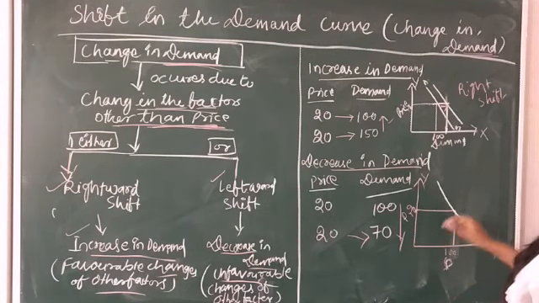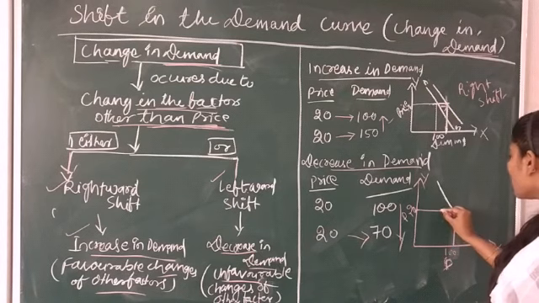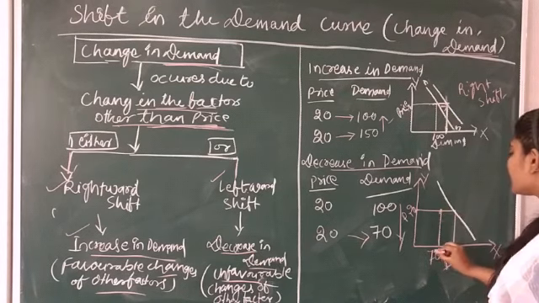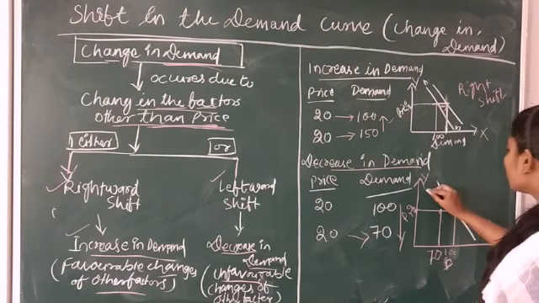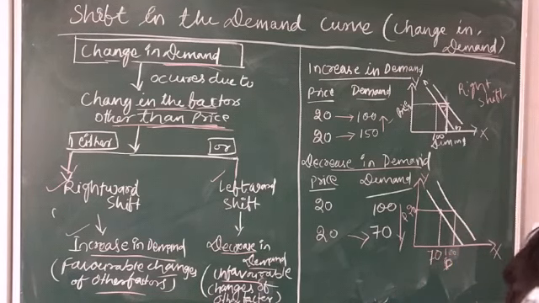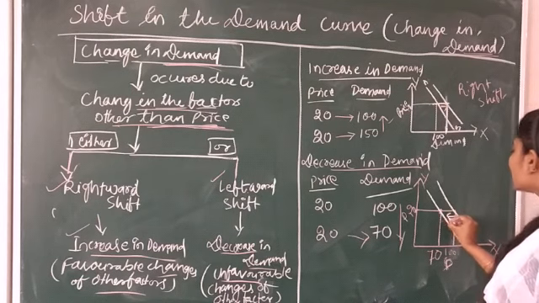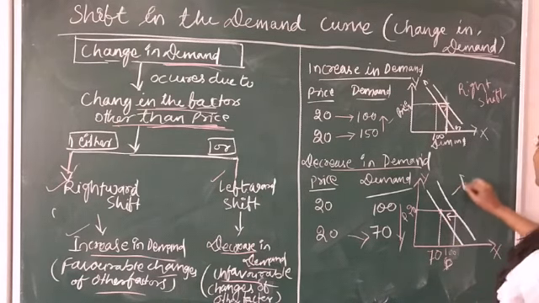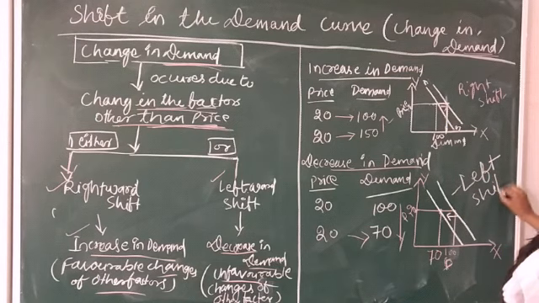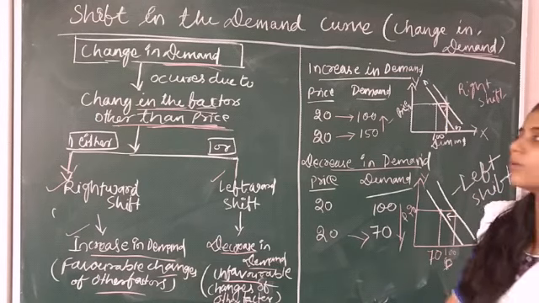So are we shifting rightward or leftward? Yes, we are shifting leftward. So the demand curve is at this point. We can say that this is 70. So the demand curve is like that. That means the demand curve moves leftward. So this is your decrease in demand, or we can say that the demand curve shifts leftward.